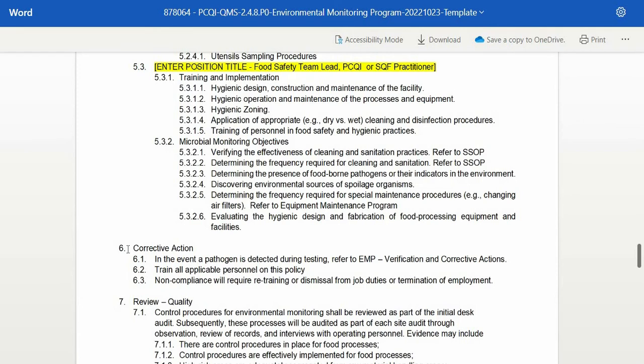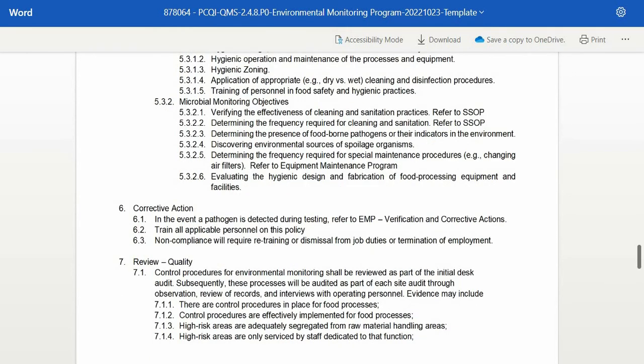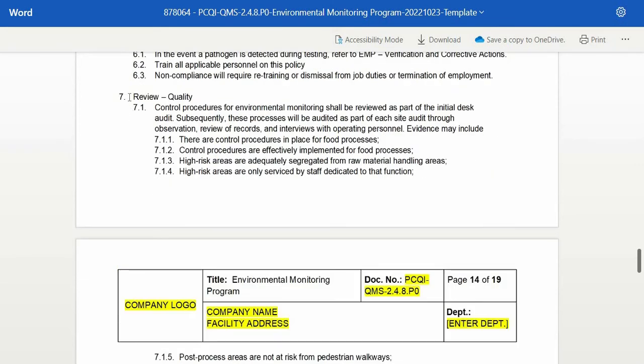Next is corrective action. The corrective action is the process of taking appropriate steps to eliminate causes of nonconformities or other undesirable situations. In the event a pathogen is detected during testing, you may refer to EMP verification and corrective actions. Train all applicable personnel on this policy, and non-compliance will require retraining or dismissal from job duties or termination of employment. Seventh is review quality.